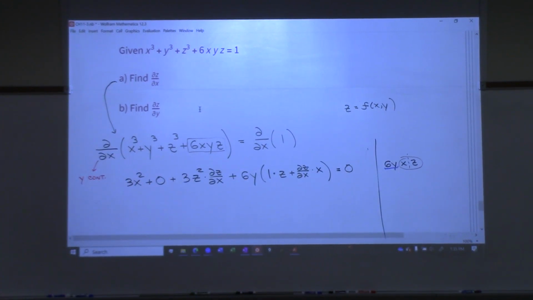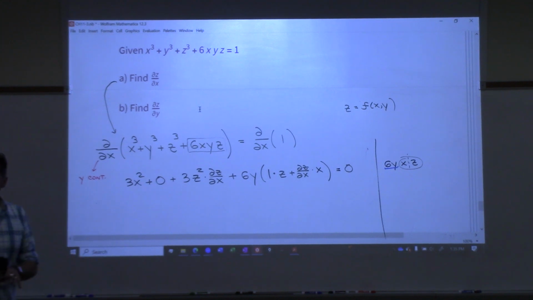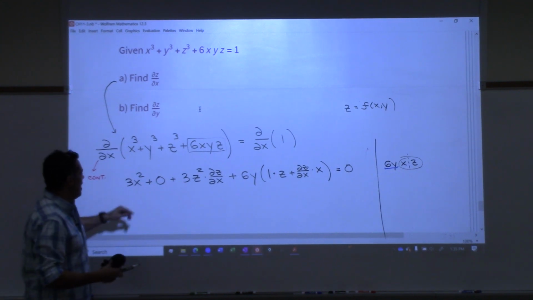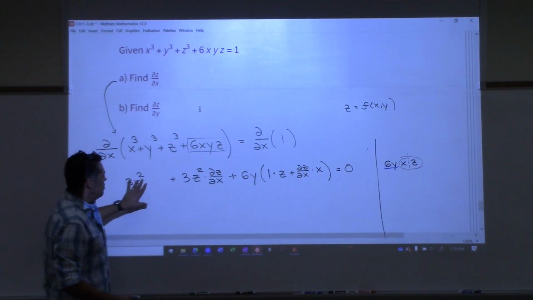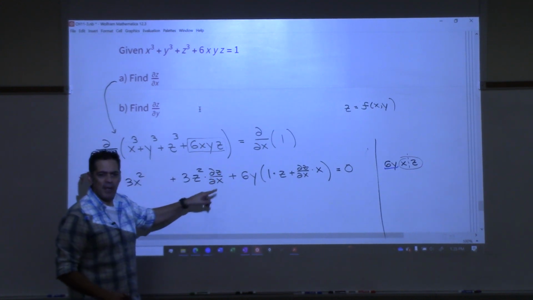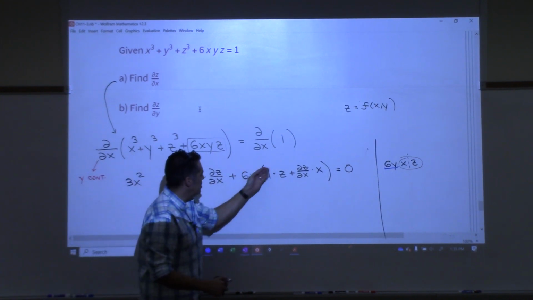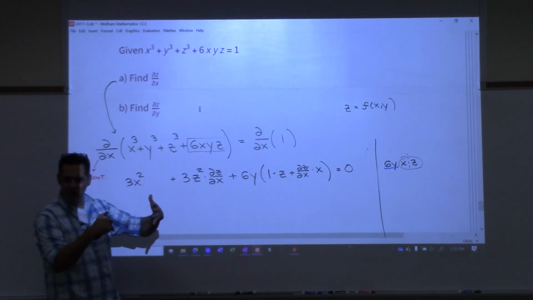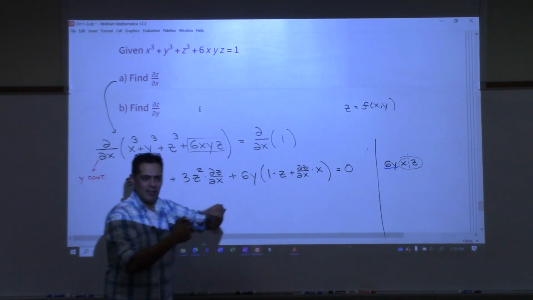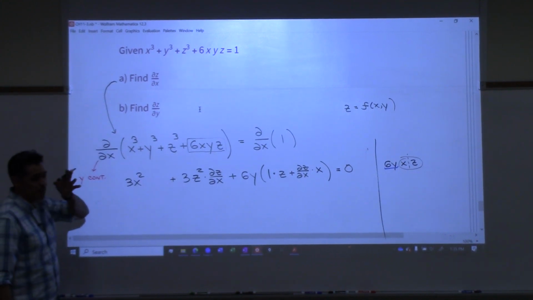Who has a question about that? Now, I'm not done, but the rest is algebra that I'll leave to you. What you could do now, you could ignore that 0 and try to get partial of z with respect to x isolated on one side of the equation. To do that, I would have to distribute this through, and then move all my partial z with respect to x terms to one side, everything that wasn't to the other, right? That's just algebra. And then you will have solved for partial z with respect to x.